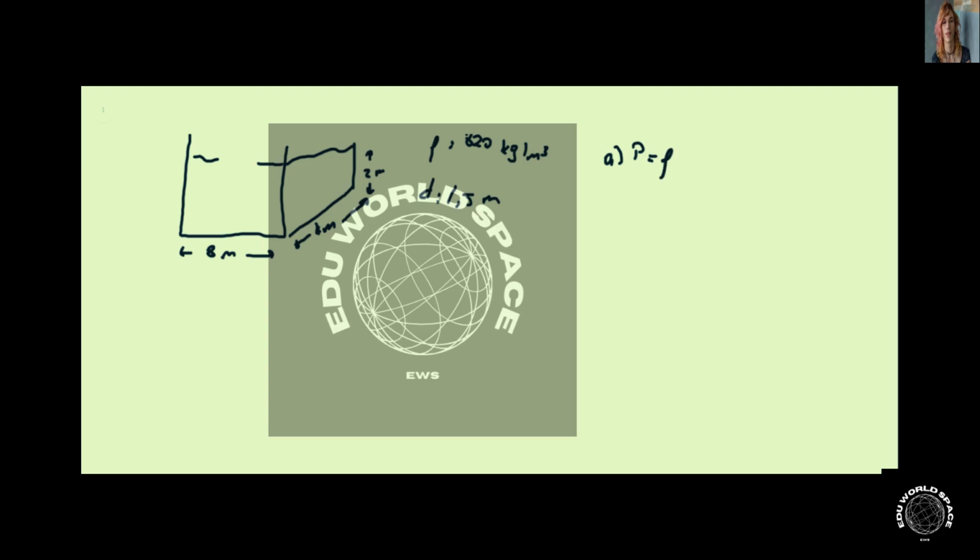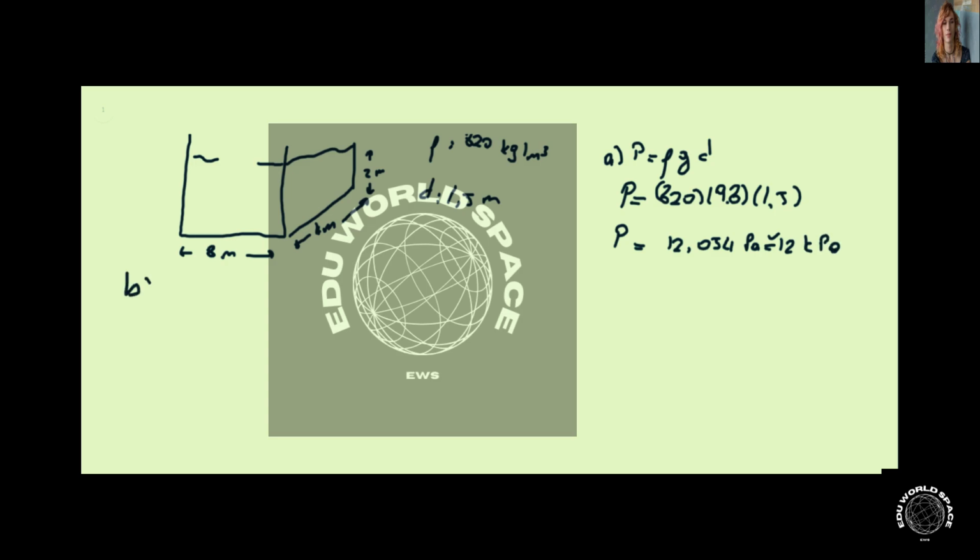We know that pressure is density times g times depth. So density for this fluid is 820, g is 9.8, and depth is given, that is 1.5. If you multiply all, we see that the pressure is 12,054 pascals, and we can write this as about 12 kilopascals.